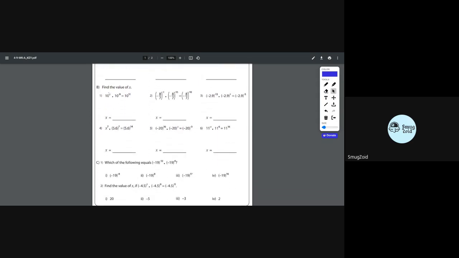This right here is one where you have to try to guess what that first number was. In this case, we have 10 to the x times 10 to the minus 9, but you're supposed to end up with 10 to the 11. The only way you could possibly do that is if this was a 20: 10 to the 20 times 10 to the minus 9, you would end up with 10 to the 11, okay? And that's probably the easiest way to do it. So that's how you would figure that one out.